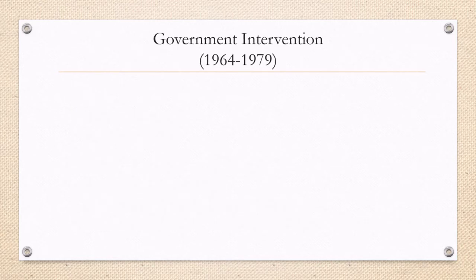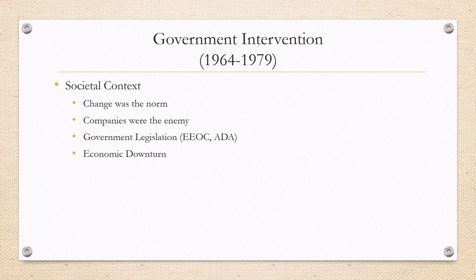So after this period, we have a period of government intervention. 1964, you may notice, is a critical year in the change of how industrial psychology had an impact on workplaces. During this time, there was a lot of change. There were people challenging the norms. We had Vietnam and the Civil Rights Movement. A lot of people looked at companies as the enemy. Young workers did not want to assimilate into the company environment that existed previously.